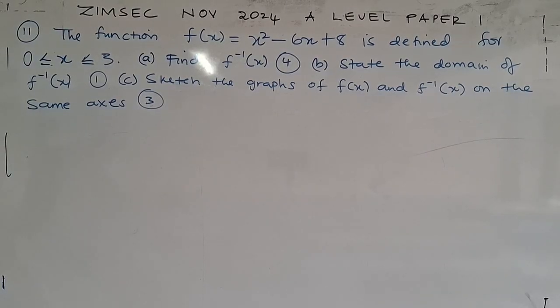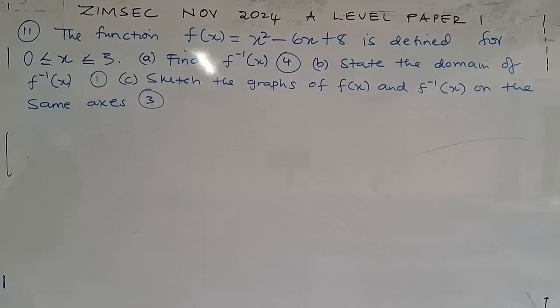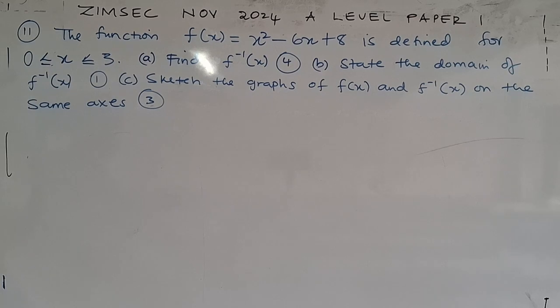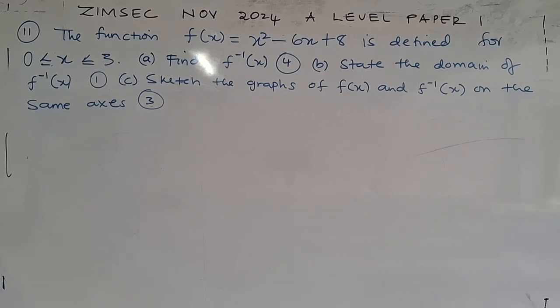So today we are going to continue with our revision. This is ZIMSEC November 2024 A-Level Paper 1. In the previous classes, we managed to solve problem number 1 up to problem number 10. So this is question number 11.